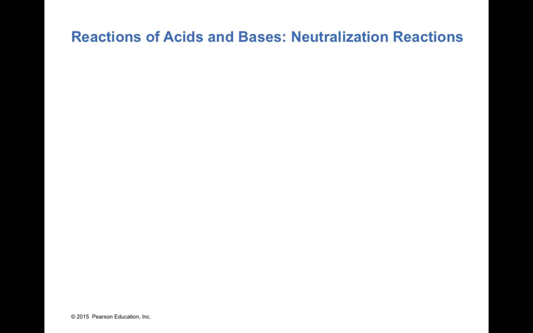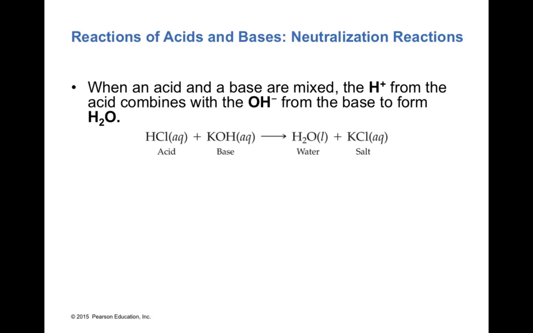Now, this type of reaction, as I mentioned before, between an acid and a base is known as a neutralization reaction. When an acid and a base are mixed, the protons from the acid combine with the hydroxide ion from the base to form water. In this reaction, we have hydrochloric acid reacting with potassium hydroxide. Now the OH- will react with the H+ to form H2O, and then the potassium with the chloride to produce potassium chloride.